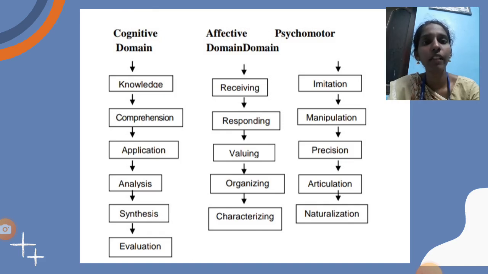are 6 levels called knowledge, comprehension, application, analysis, synthesis and evaluation. Then the affective domain has 5 levels, which are receiving, responding, valuing, organizing and characterizing. And the psychomotor domain has 5 levels, which are imitation, manipulation, precision, articulation and naturalization.